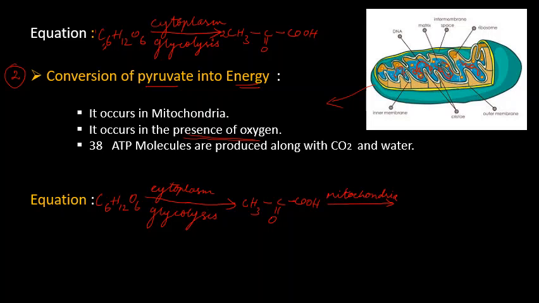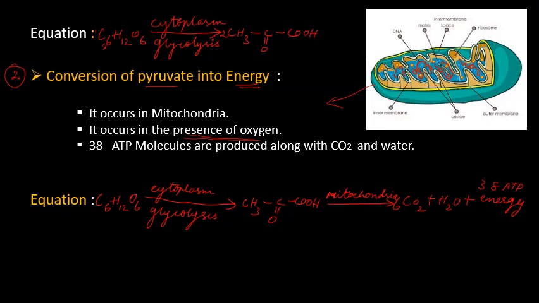It happens in mitochondria. And what does it give? It gives carbon dioxide, water plus energy. How much energy does it release? 38 ATP molecules are produced. Is it clear?